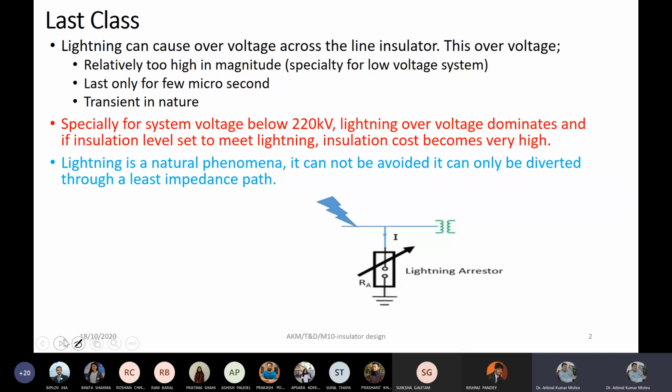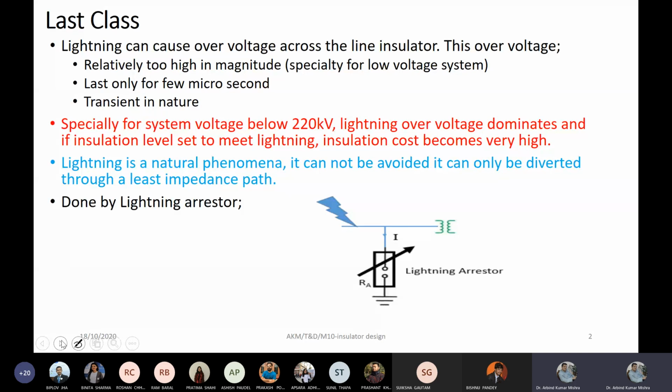We also discussed that since lightning is a natural phenomenon, it cannot be avoided. We cannot stop the lightning. But what we can do, and this is the principal theory for protection of any equipment, not only electrical equipment but any equipment, because lightning can damage other equipment as well, is to divert it through a least impedance path.